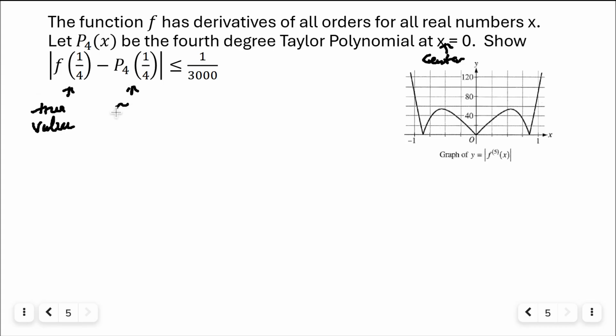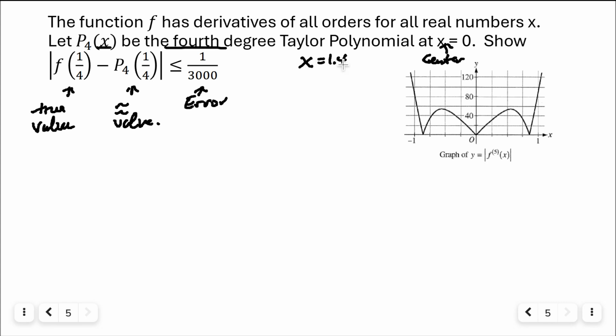This is the approximate value. I'm showing that the error is off by less than or equal to 1 over 3,000. All right, so to do that, I just use the fourth degree Taylor polynomial, or Maclaurin polynomial, its center is 0, to approximate f of 1/4.